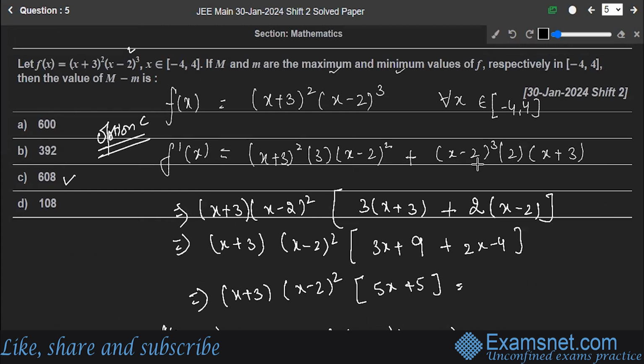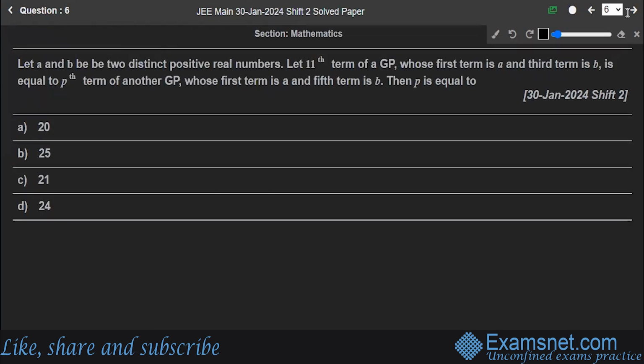Option C is the correct one. Hope you're clear with this. Let's move to the next question. Question number 6, let A and B be two distinct positive real numbers and let the 11th term of a GP whose first term is A and third term is B be equal to the pth term of another GP whose first term is A and fifth term is B. Then what is the value of p?